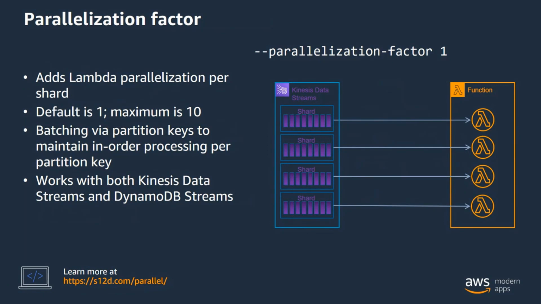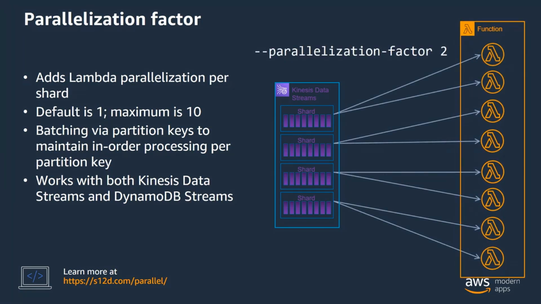By default, there is 1 instance of a Lambda function per shard in a stream. You can increase the number of concurrent Lambda functions that are processing a shard by changing the parallelization factor. The batches maintain in-order processing per partition key, and this feature is available for both Kinesis data streams and for DynamoDB streams.